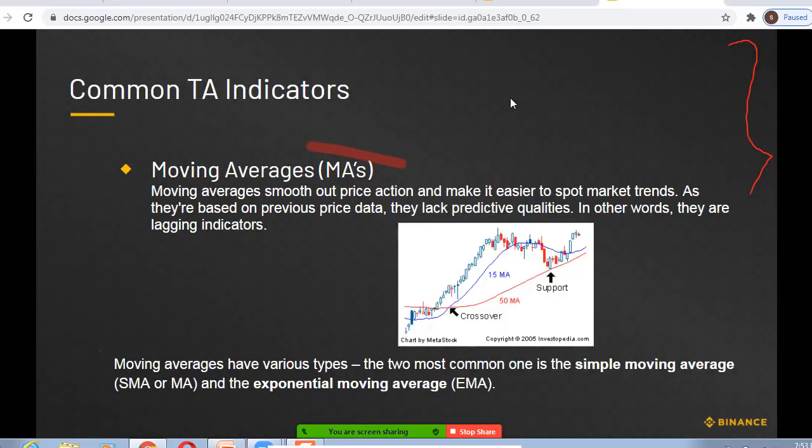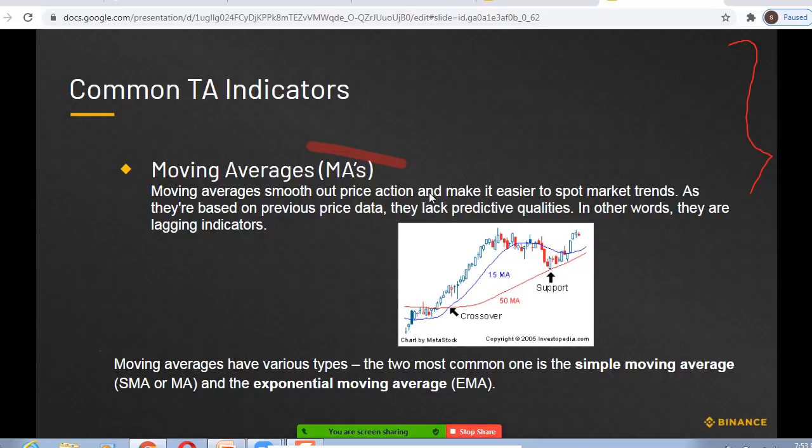Now the moving average is a smoother price action that makes it easy to spot market trend. So you use the moving average to predict the market trend. That means if you don't want to use your trend line, you can as well use the moving average as your tool to predict the trend of the market. That means either the market is going down or up.